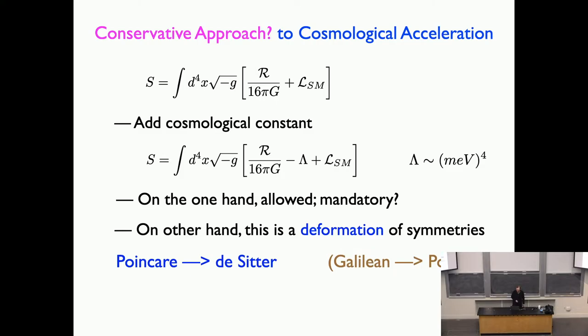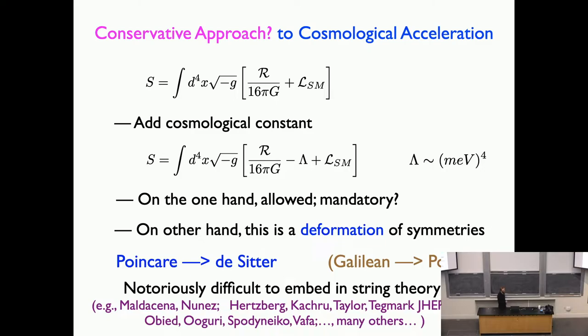I might add, though I'm not going to elaborate on this point, that famously, it's been notoriously difficult to embed a positive cosmological constant in some ideas in fundamental physics, such as string theory. There's old work on this. I shamelessly promoted this paper I wrote some years ago, where we found a big swath of the so-called landscape do not have positive lambda. But this is a big ongoing topic.